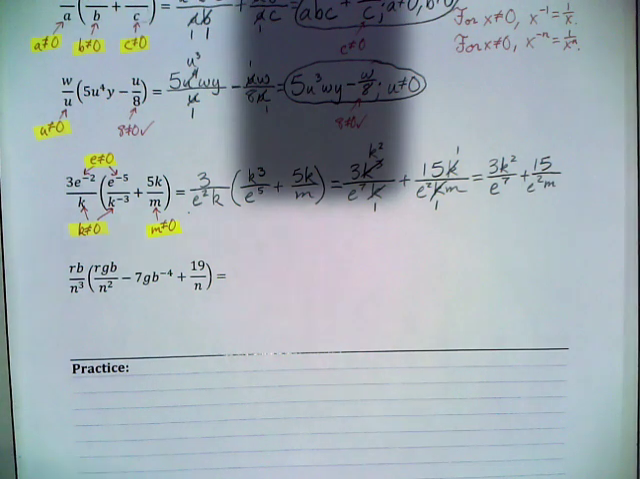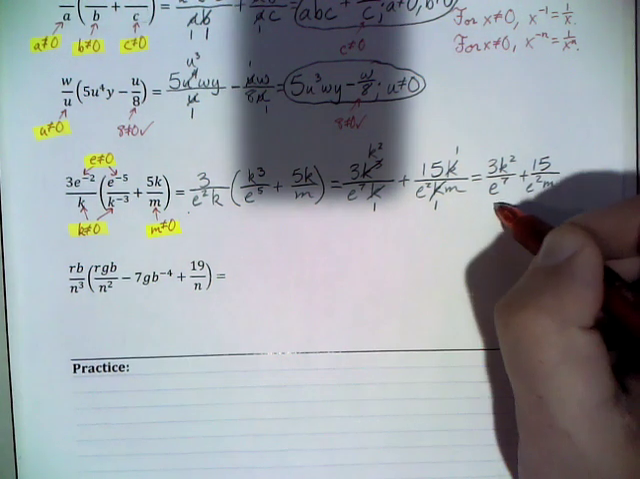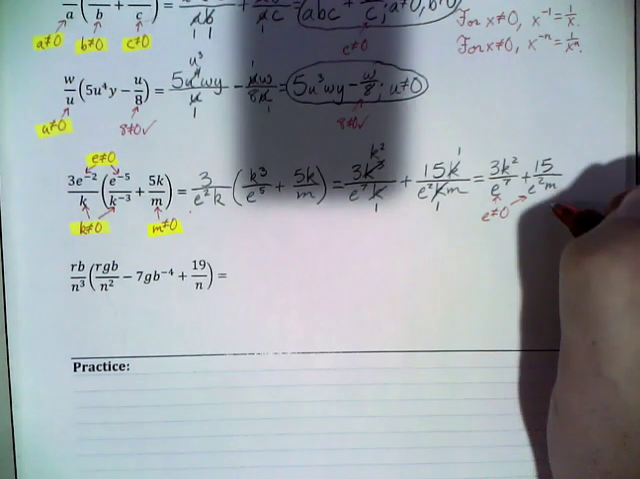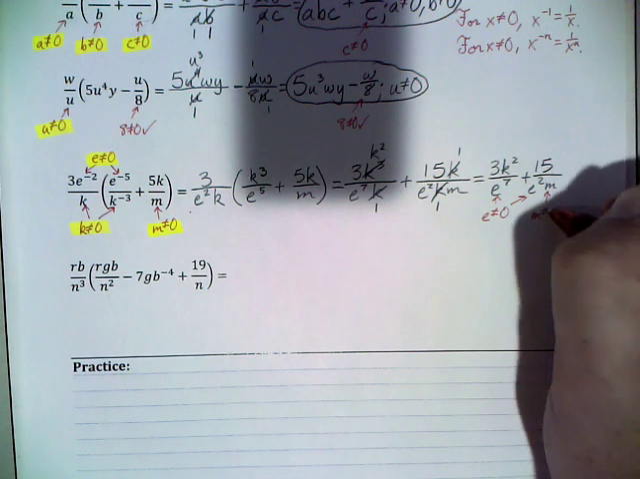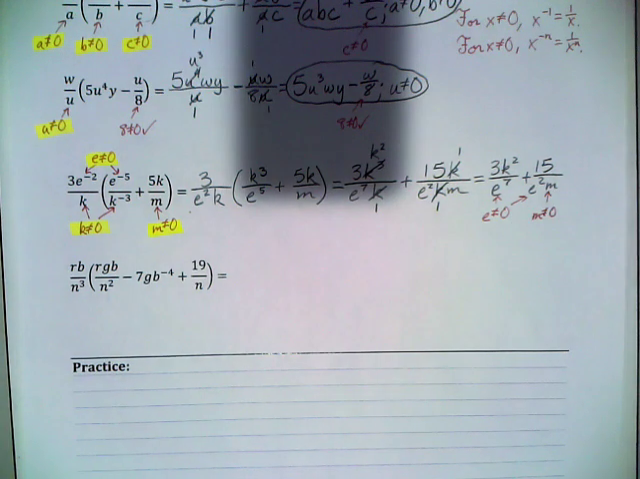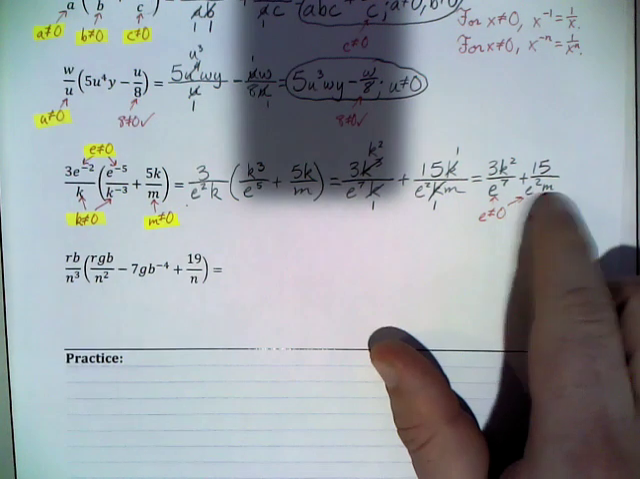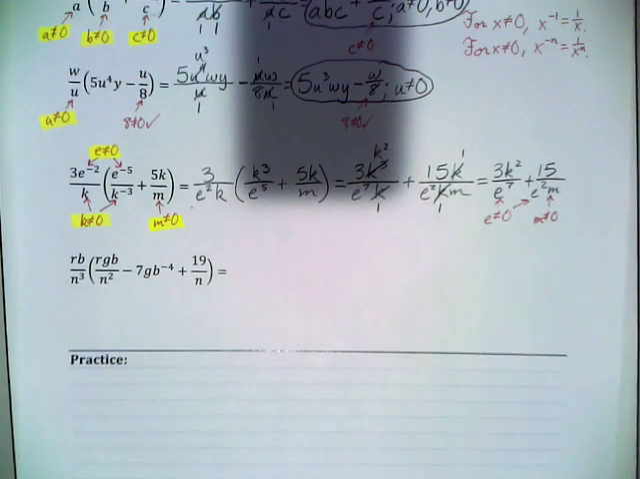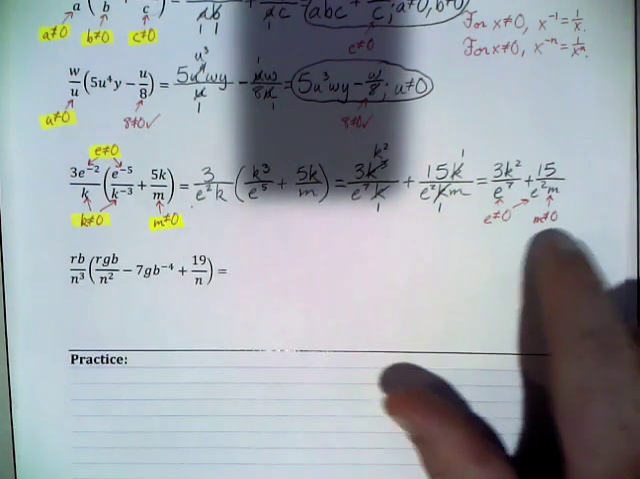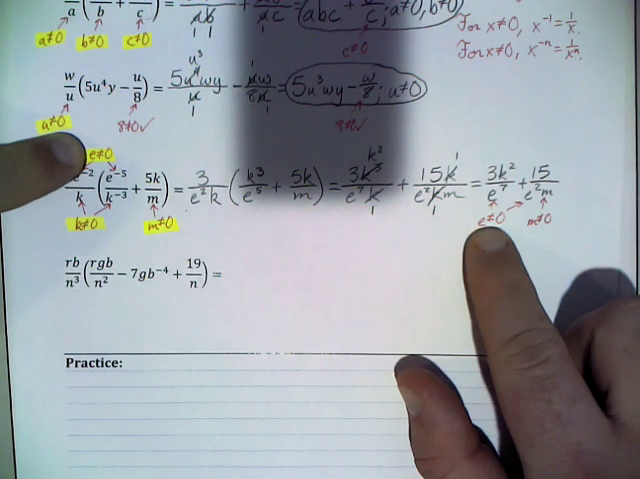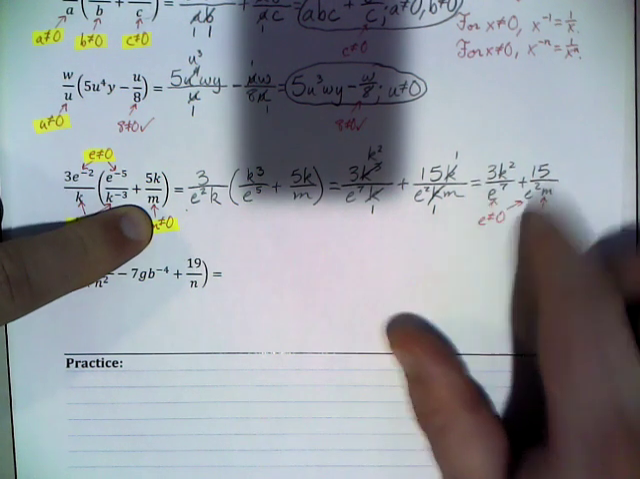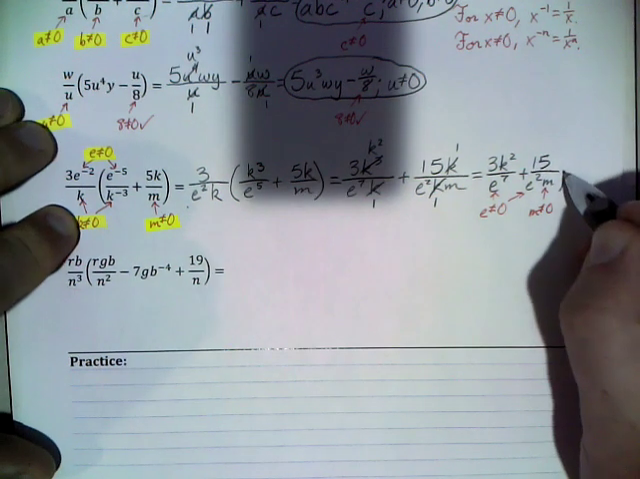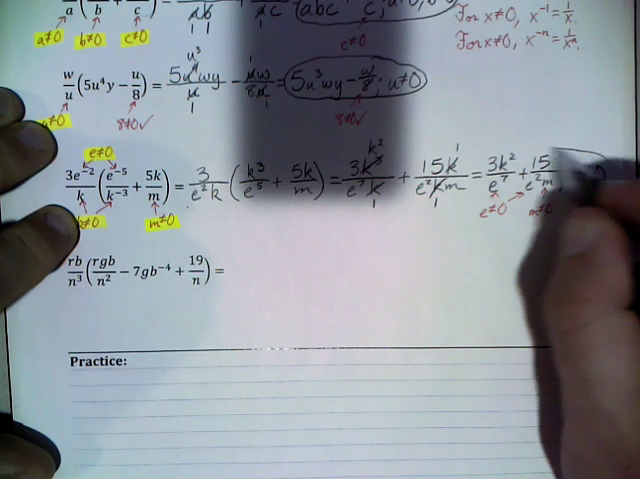So if we take a look at our excluded values here, we still have e not able to be 0, but we also have m not able to be 0. Because if either one of these was 0, the whole denominator would be 0. So e and m cannot be 0, which means that we still have the e cannot be 0 and the m cannot be 0. But is there anything in here that implies that k cannot equal 0? And since the answer there is no, it must be part of our answer.